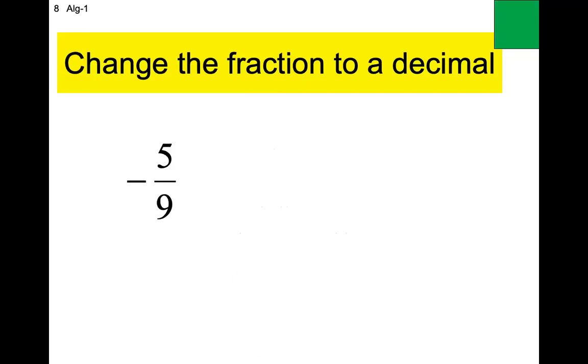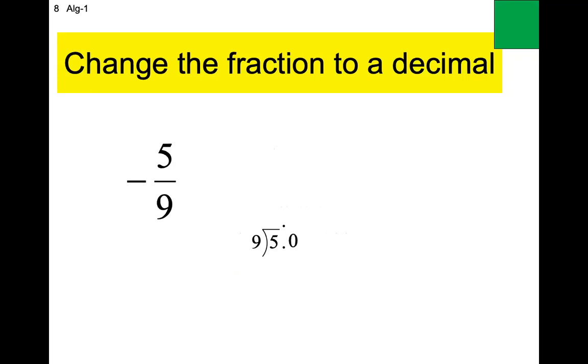Okay, so what changes when the fraction is negative? Nothing. It just means the answer is going to be negative. We still do the same process. We take the fraction, we chop it down, we do the long division. Notice I'm ignoring the fact the answer will be negative. Move the decimal place right to the top.